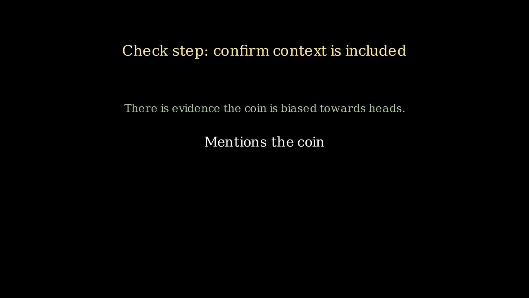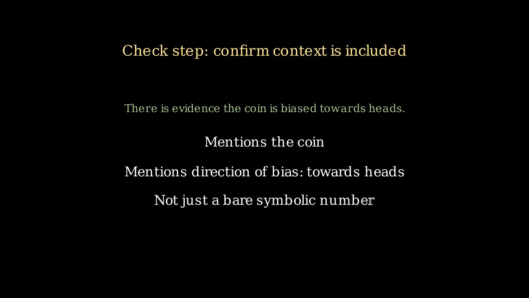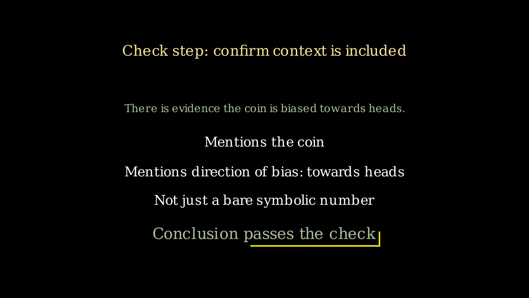Now for the check step. We confirm that the conclusion has been written in context, referring to the coin and the direction of bias, rather than just stating a bare symbolic result. Since our final sentence talks about the coin being biased towards heads, and not just about a probability being small, the conclusion passes this check.